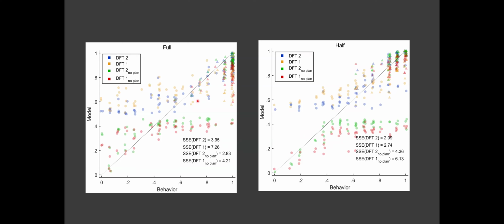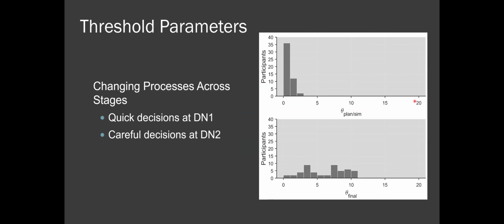Now, I'd also like to show that the model produces good qualitative fits to the data. I'd be happy to spend some time working through these graphs in the question period, but in my remaining time, I just want to give a sense of some additional insights we can get by examining the parameters that we estimate. So we see that people are changing their processing across stages.